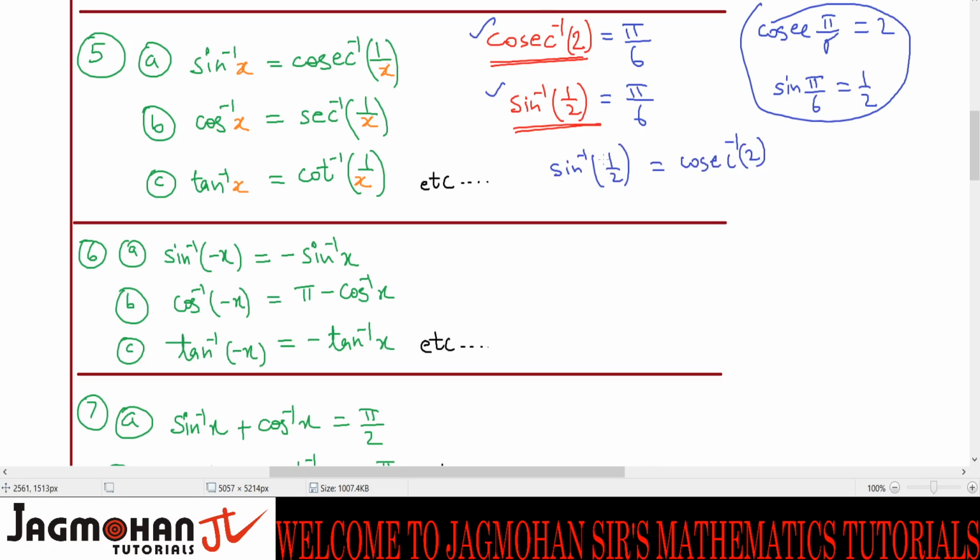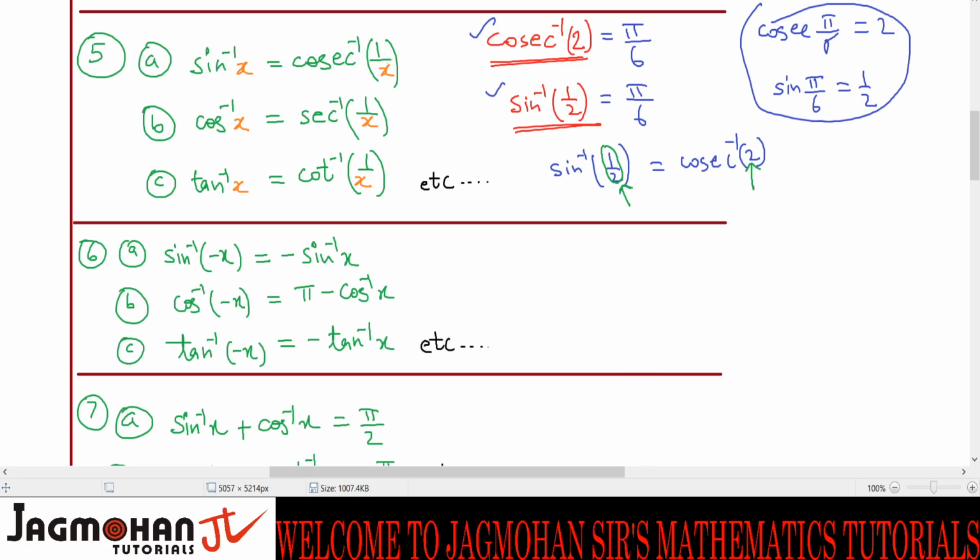Hence, what we have to follow is that sine inverse of the number that you have will be equal to cosec inverse of the reciprocal of this number. So this is 1 by 2 and here you have 2. And the same thing we have written here: sine inverse of x is cosec inverse of 1 upon x.